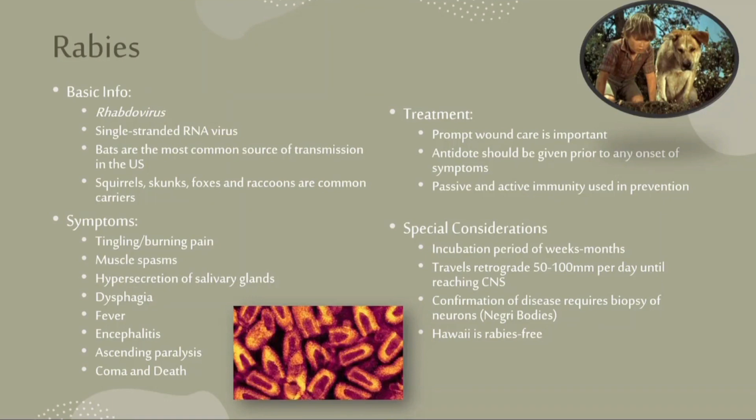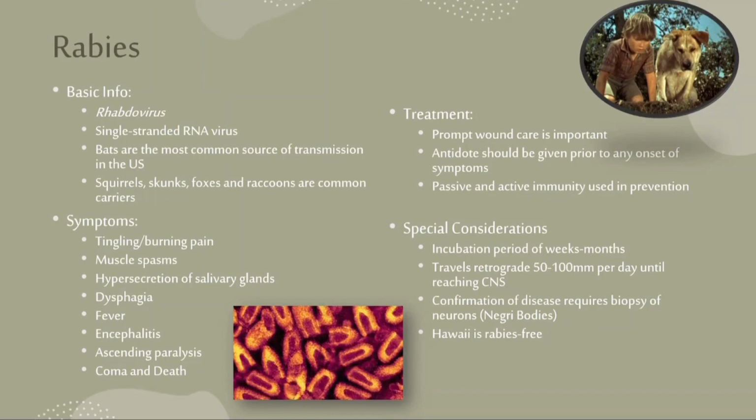But the thing with rabies is if you see symptoms, it's usually too late to do anything about it. So prompt wound care is very important in these people. We should give an antidote prior to any onset of symptoms. So if there's any question about whether the animal could have rabies or not, go ahead and treat. And then this uses passive and active immunity.